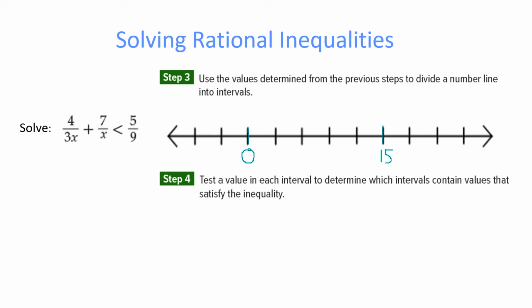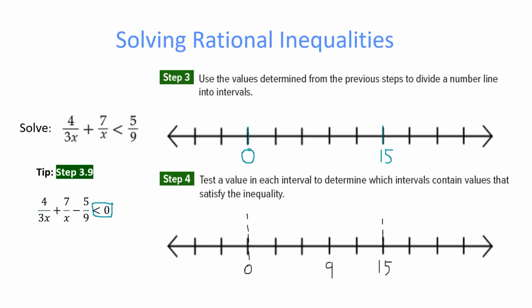So now we split the interval, and in step 4 we will be testing which one of these intervals works for our inequality. But before, let's look at step 3.9 and move 5/9 to the left side. So we get here less than or equal to 0. So we are just checking. That can sometimes help us to just check if the interval is negative or positive, and we don't have to really get the solution. So in step 4, let's start.